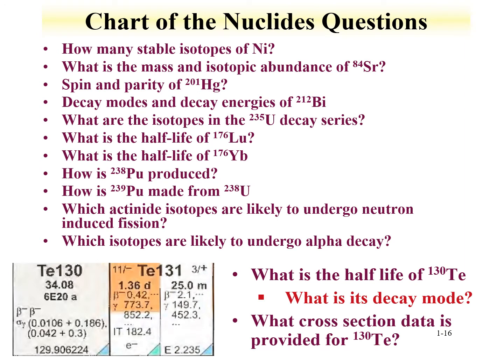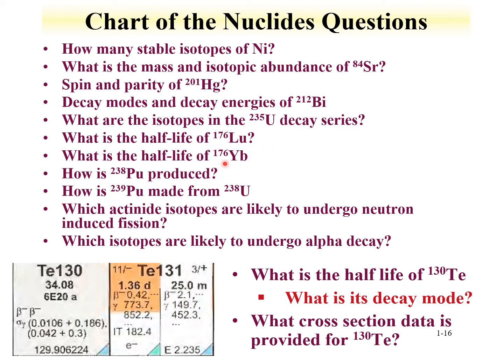Okay, you should be able to identify questions like how many stable isotopes of nickel are there. Go to nickel, count the number of gray boxes. What's the mass and isotopic abundance of a given isotope? For instance, strontium-84. The spin and parity of an isotope. The decay modes, so we talked with bismuth-212. What are the isotopes of a given series? The front part of the chart of the nuclides has information on the decay series. What are the half-lives of given isotopes?